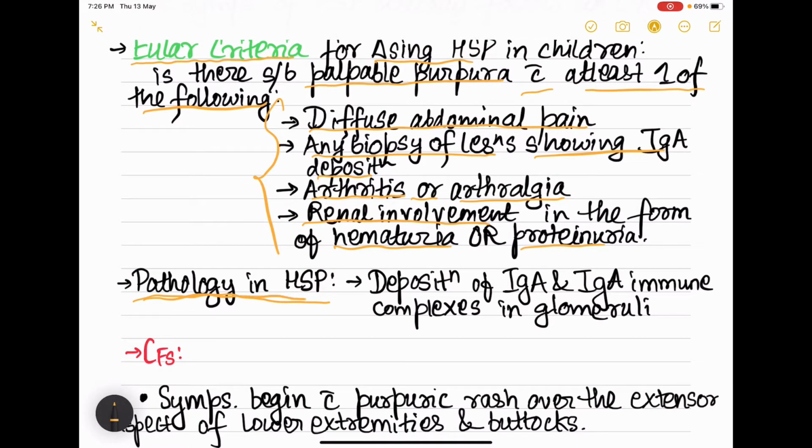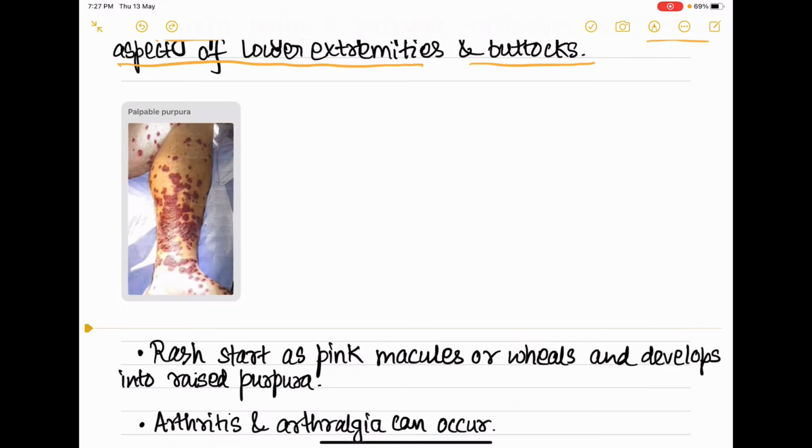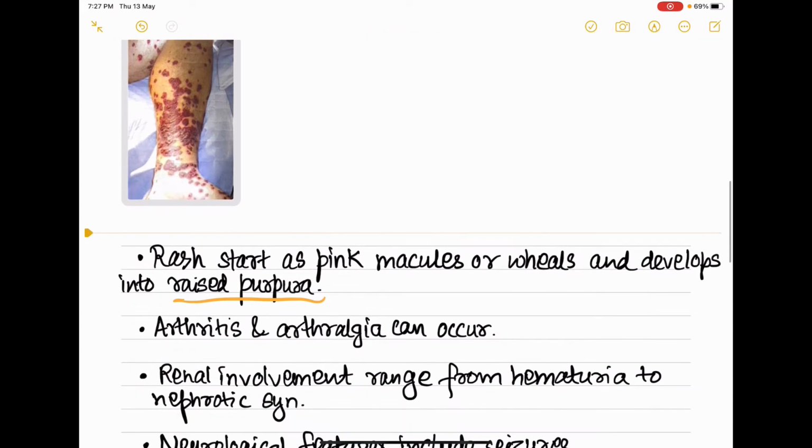Now coming to the pathology. So in pathology of HSP, we can see deposition of IgA and IgA immune complexes in the glomeruli. Now coming to the clinical features of HSP. So symptoms begin with a purpuric rash over the extensor aspect of the lower extremities and buttocks. This purpuric rash starts as a pink macule or wheal, and later on it develops into a raised purpura, as you can see in the picture given above. That is the palpable purpura which is seen in the leg of the patient. That is the palpable purpura, that is raised purpura.